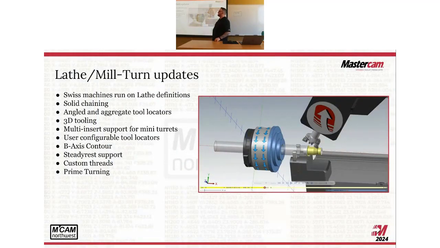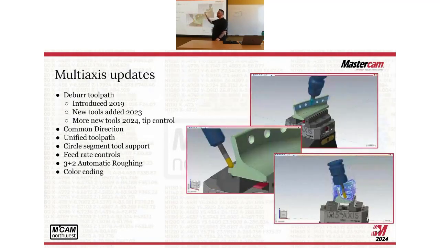There's a bunch of new updates to multi-axis. The deburr toolpath, that was introduced in 2019, and we've been developing it more. So we've got a lot more tool support now. We now support ball mills, lollipop tools, chamfer mills, dovetail mills, flat end mills, bowl end mills, and taper end mills. Whew. I'm impressed I remembered all those. So you can use all those styles of tools to deburr your part in multi-axis, which is fantastic.